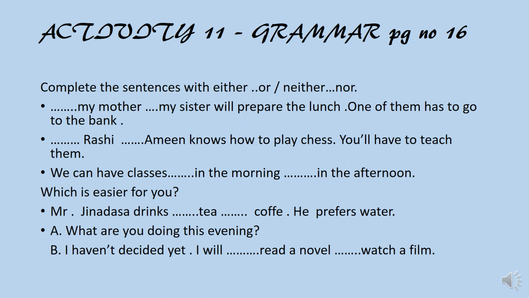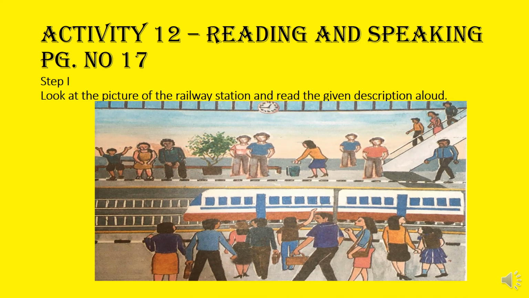Grammar, page number 60. So according to the grammar lesson, you have to complete these blanks, either or neither nor. Right, children. Next one, it is a reading and speaking. Look at the picture of the railway station and read the given description aloud. So it is a picture of a railway station. So you have to read your activity in page number 17.